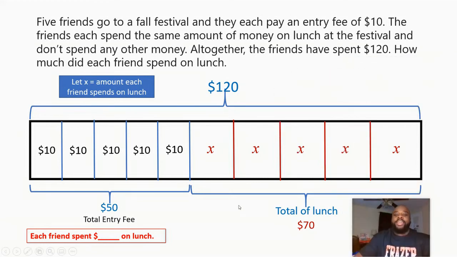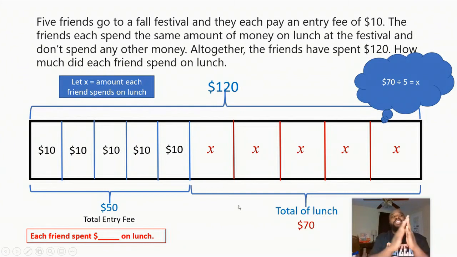Yep, thank you. All right, now, I have to take 70 and divide it by 5 to figure out what the X represents. You know what? Y'all so smart. I'm going to let you go ahead and pause the video right now, and you're going to figure out the answer for 70 divided by 5. When you're ready, resume the video, and we will move on.